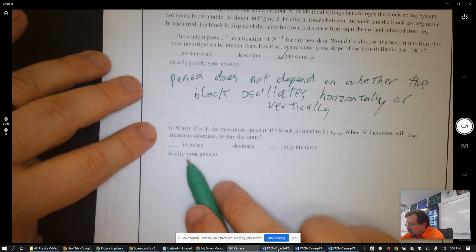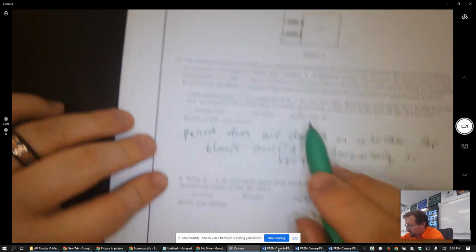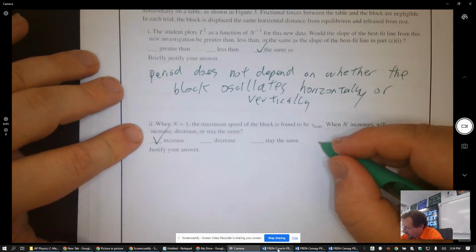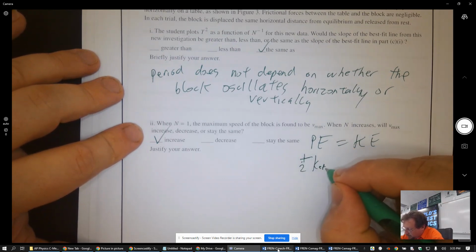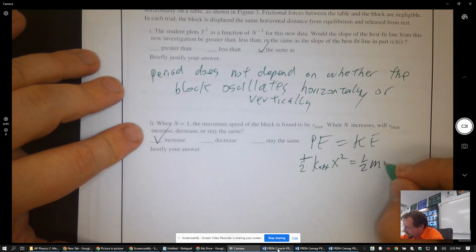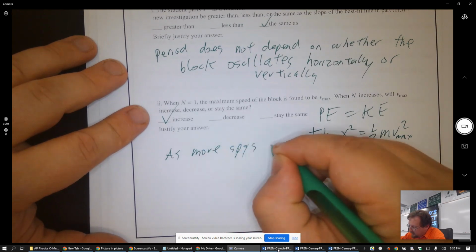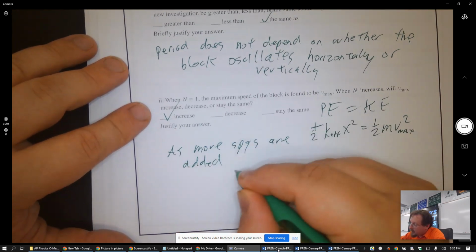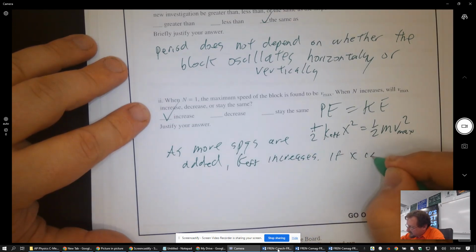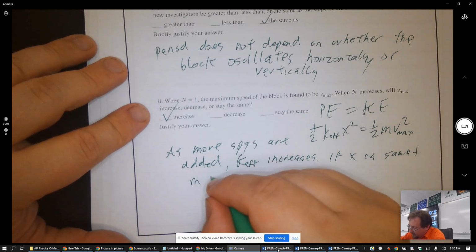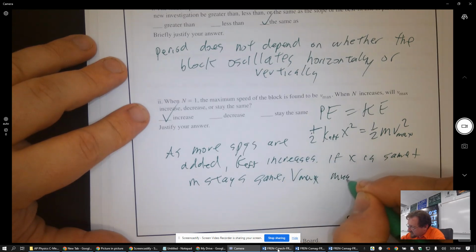When n increases, will Vmax increase, decrease, or remain the same? Then it's going to increase, and here's why. You're going to have potential energy becoming kinetic energy. 1/2 the effective spring constant times x squared becomes 1/2 m v squared maximum, right? So as more springs are added, the K effective increases. If X is the same and M stays the same, the Vmax must increase.